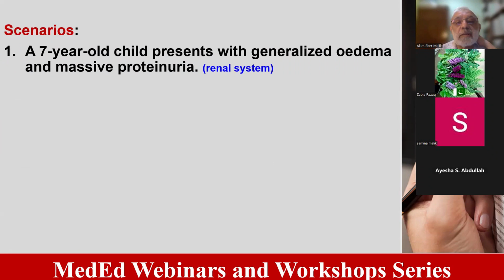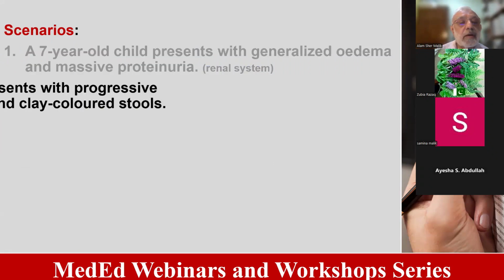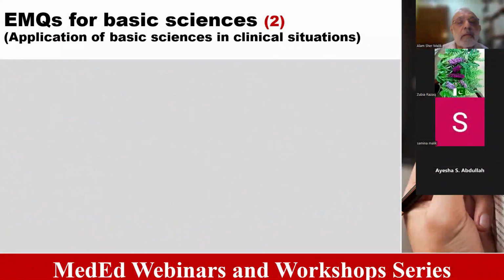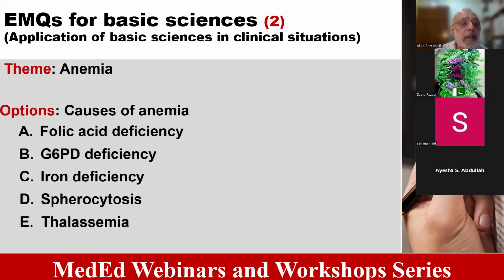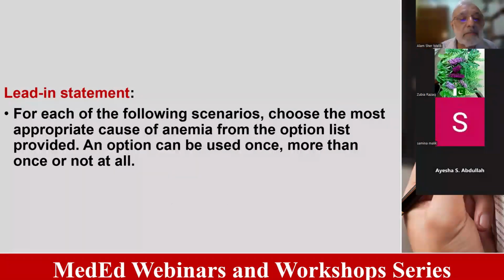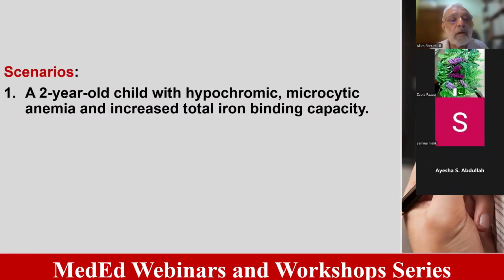A 7-year-old child presents with generalized edema. You might have seen this question because I shared it earlier. The second theme is anemia. We have options: causes of anemia, folic acid deficiency, G6PD deficiency, iron deficiency, spherocytosis, and thalassemia. Then the lead-in statement, and then the scenario: a 2-year-old child with hypochromic microcytic anemia and increased total iron binding capacity.